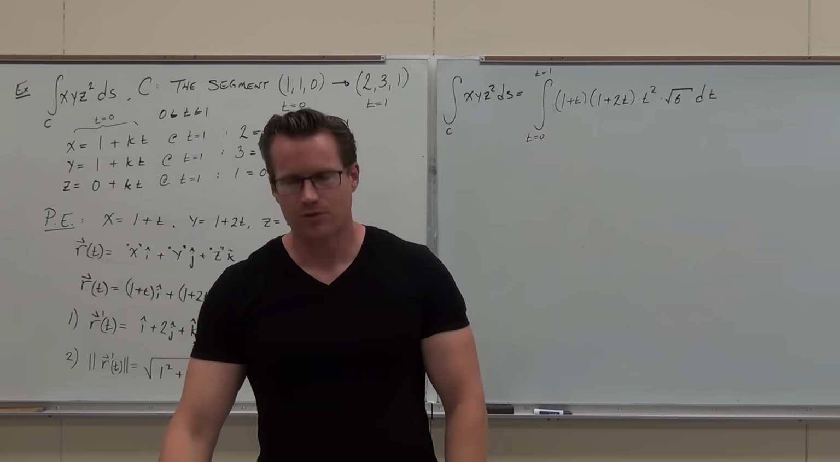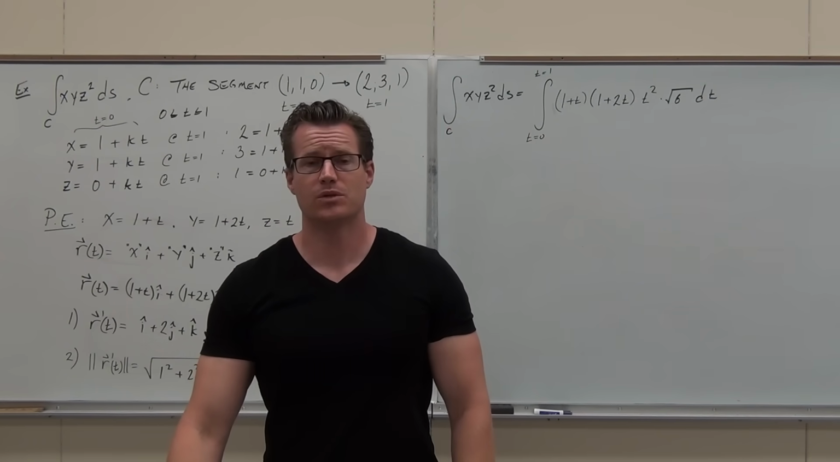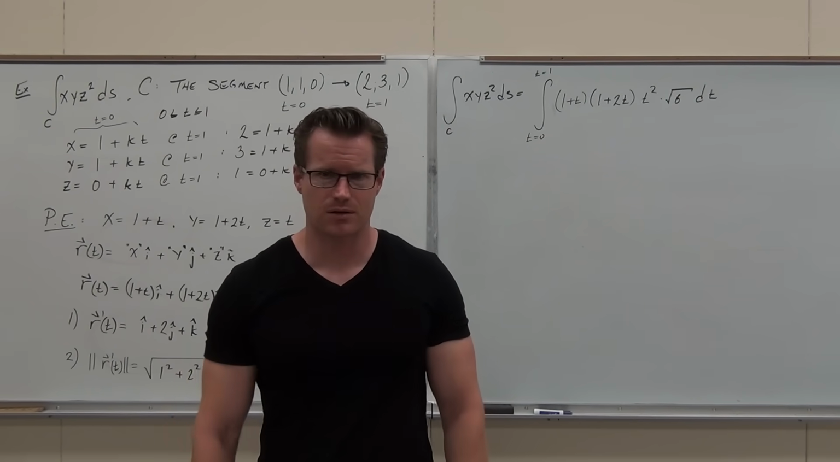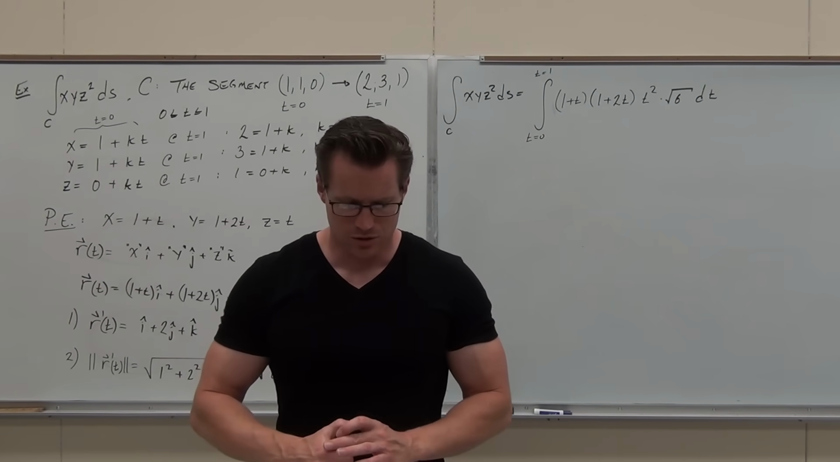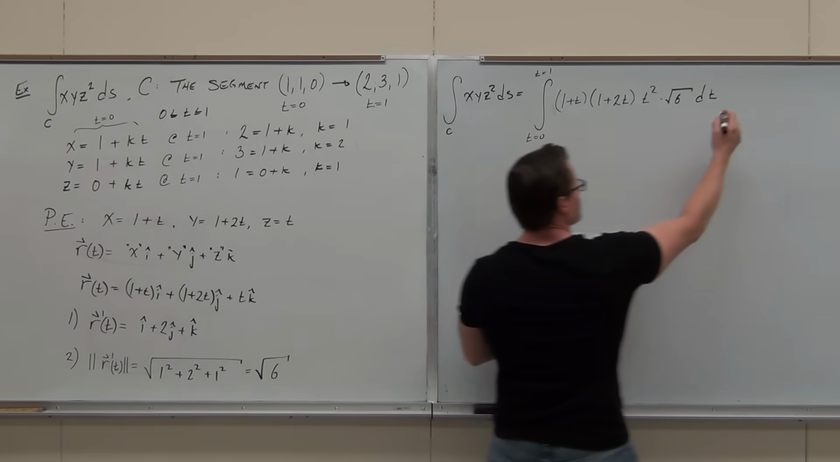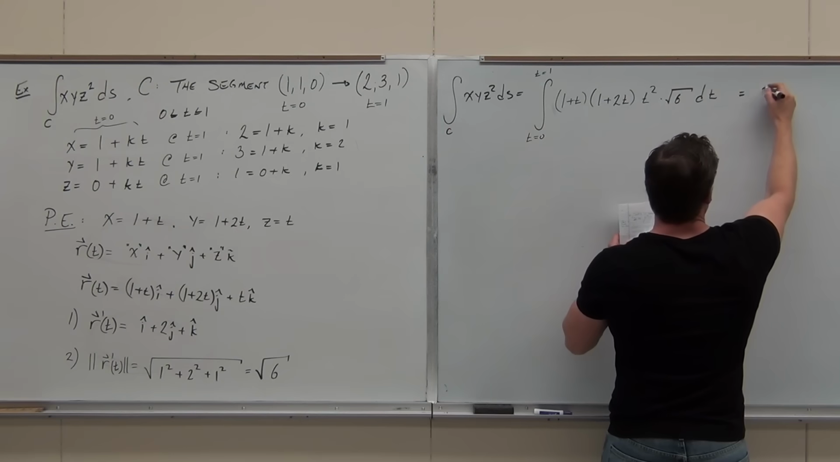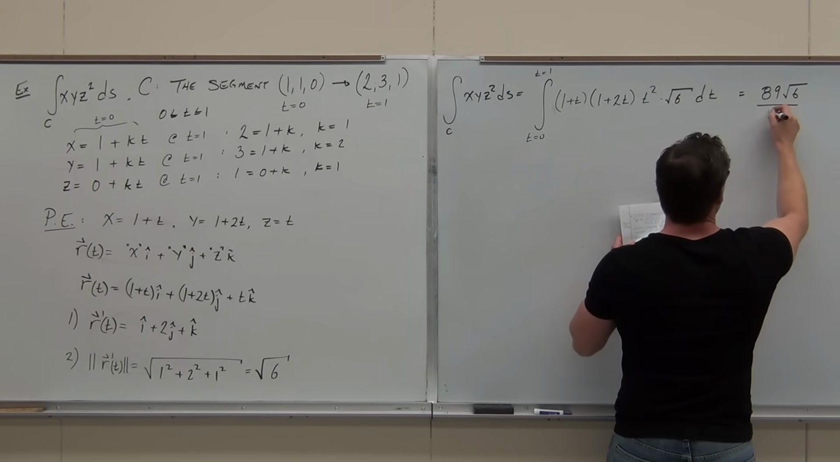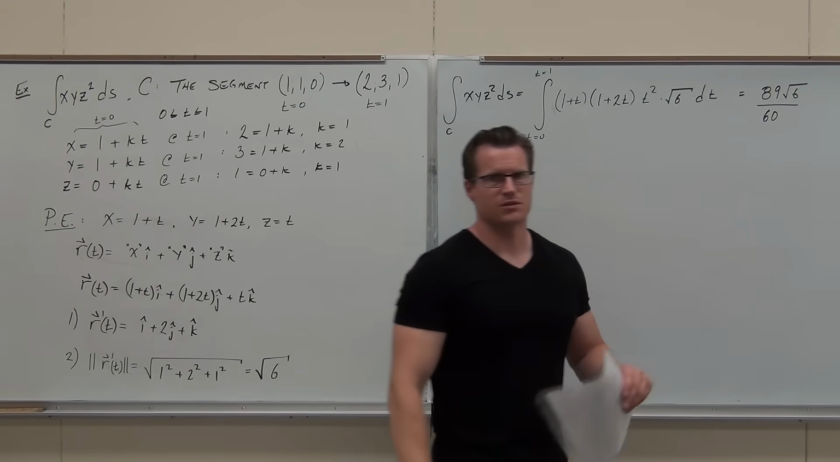Do you know where to go from here? Yeah. What would you do? Distribute. That's it. Just distribute everything. Pull the root 6 all the way in front of your integral if you can. If you want to try this on your own, what we get for the mass of this curve in 3 space. Super nice. 89 square root 6 over 60.